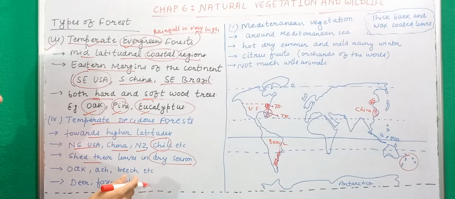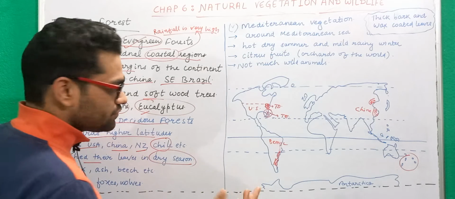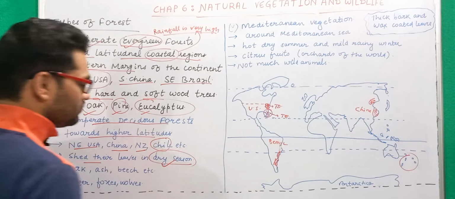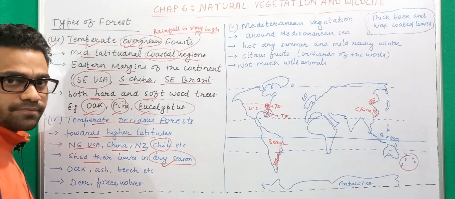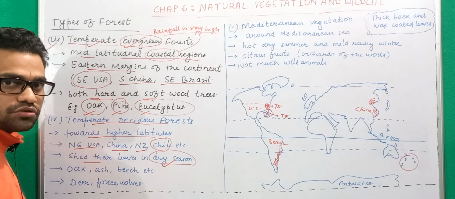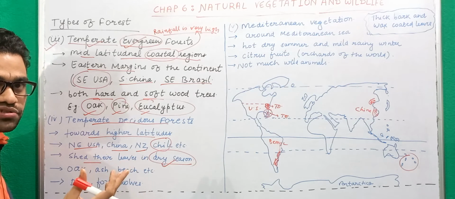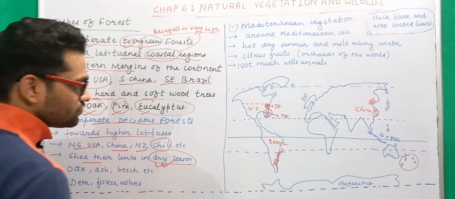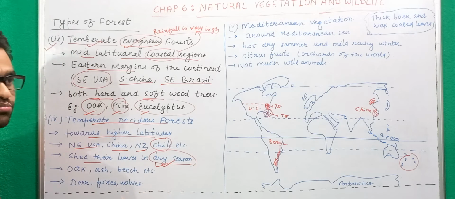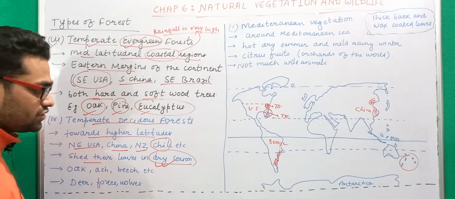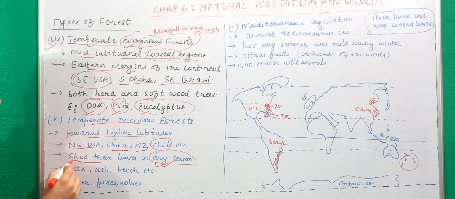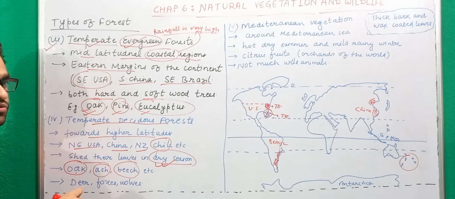This is the peculiarity of deciduous forests. It is a type of adaptive mechanism to minimize the amount of evaporation caused by transpiration. That is why they shed their leaves, so that no transpiration occurs and a minimum amount of water is lost. What you will find here is the oak tree, the ash tree, and beech trees.